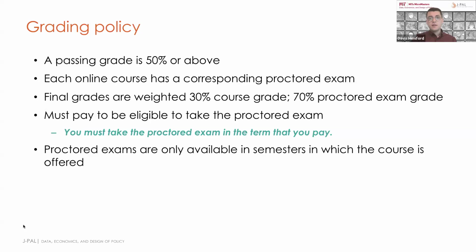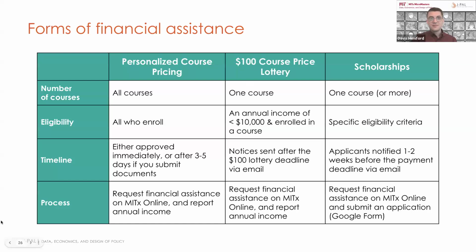And I think that's just about it. Final grades are weighted 30% course grade, 70% proctored exam grade. But I think I've pretty much covered everything else. So, Bryn, I think I'll go ahead and hand it back to you now.